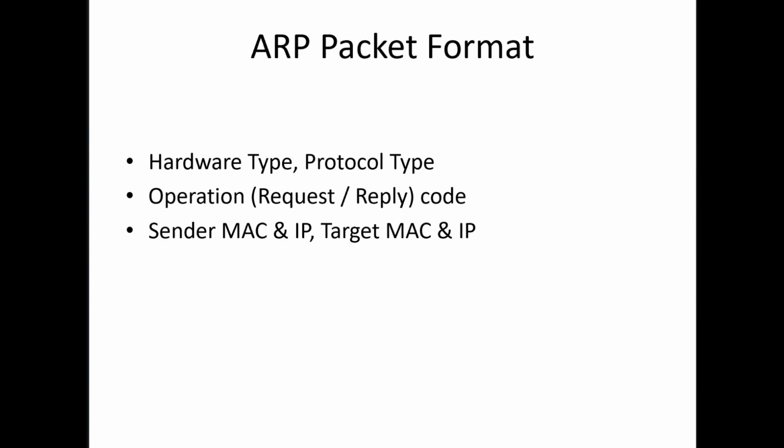Now, this process is not random. It follows a particular structure, which is called the ARP packet. The ARP packet contains details like the hardware type and the size of the hardware, then the protocol type and size, and then the operation code or operation type, whether it's a request or reply. And of course, the sender's and target's IP and MAC addresses. Basically, this ensures that the devices know what's being asked and how to respond properly.